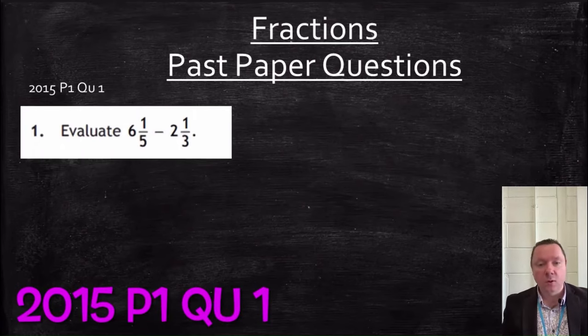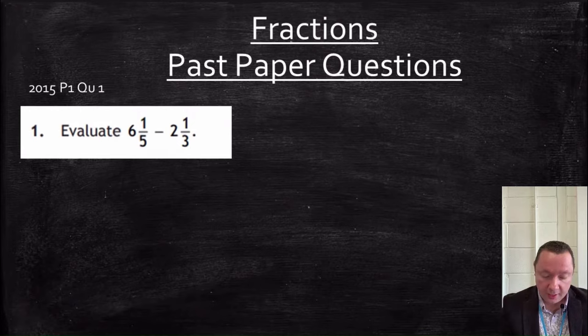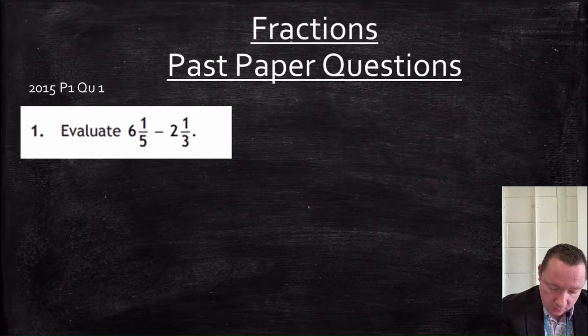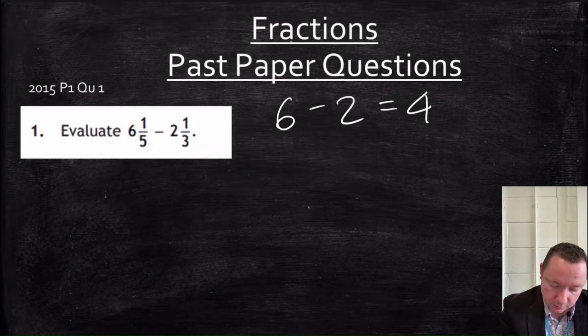15, paper one, question one again. So non-calculator, 6 1/5 minus 2 1/3. The first thing I'll do is deal with the whole number parts. So I do 6, take away 2, and I get 4. Now I can do 1/5 minus 1/3.